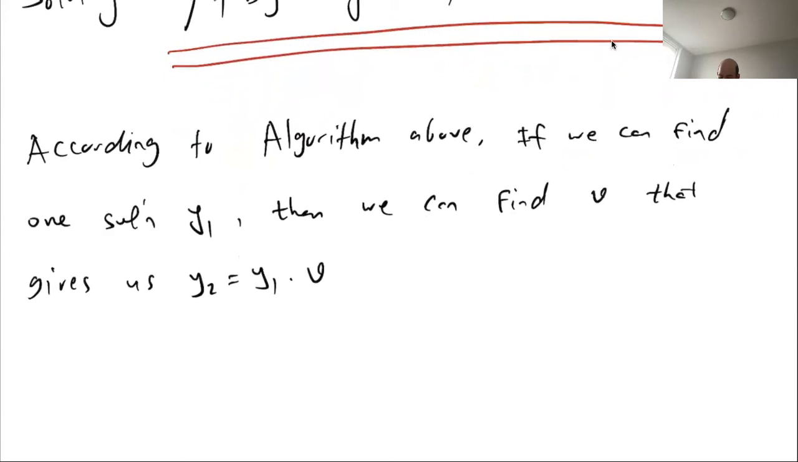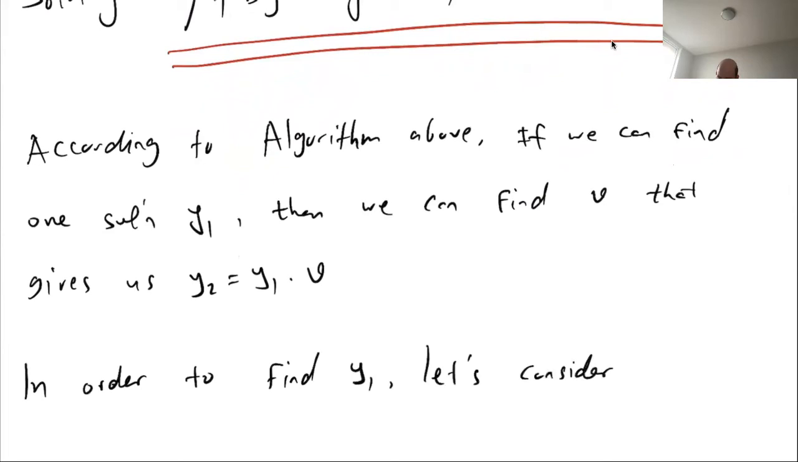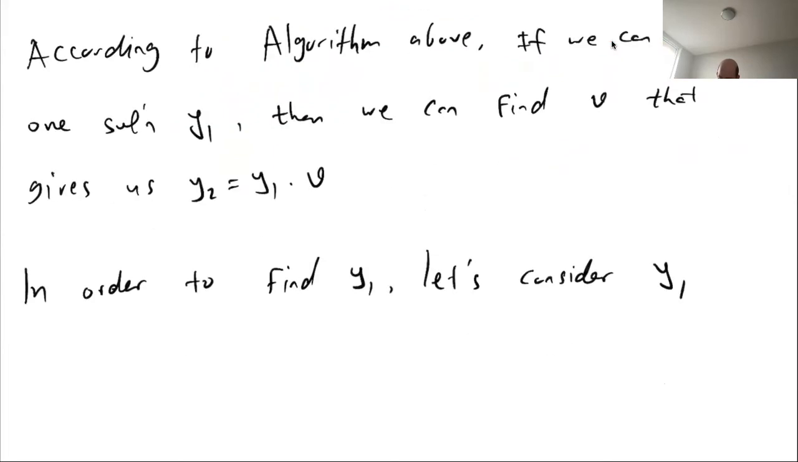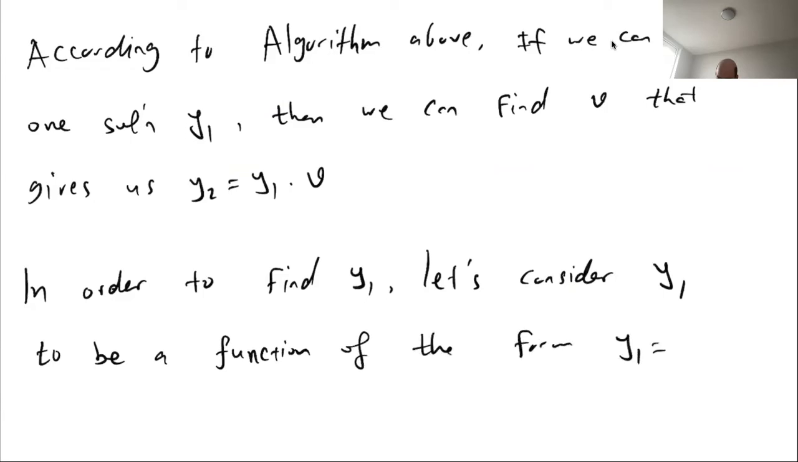So, in order to find y1, so first we need to find y1. In order to find y1, let's consider y1 to be a function of the form y1 equals e to power rx for some constant r. Let's assume y1 is e to power rx.